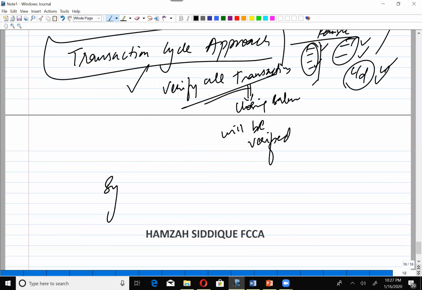Next is system audit. Which one? Transaction cycle. It is the inverse of balance sheet approach. Transaction cycle says that we verify transactions, all the transactions which are occurring during the year, or sample the majority. Automatically closing balances and everything will be verified because transactions generate them. If a sale occurs, then receivable and inventory are affected. To verify transactions, the balances will automatically be verified.